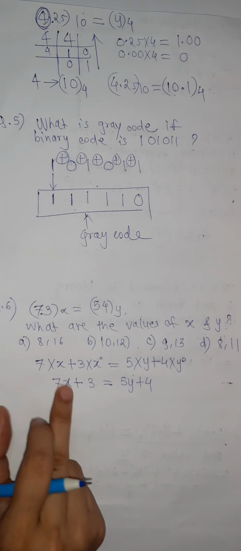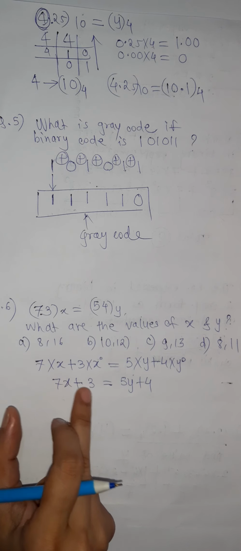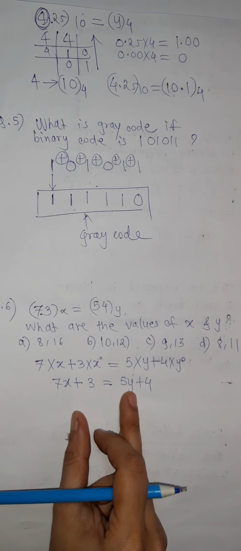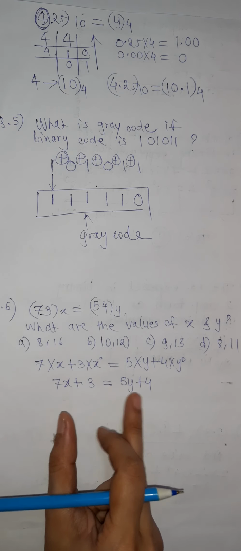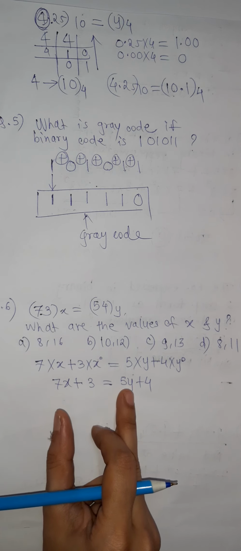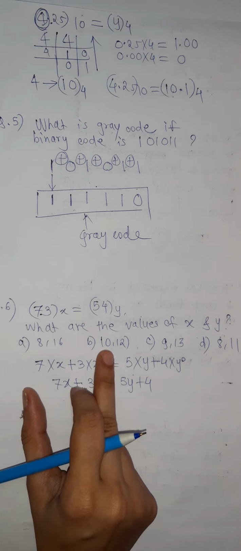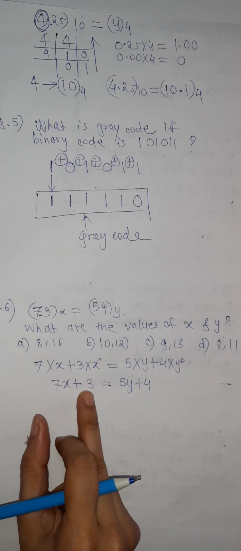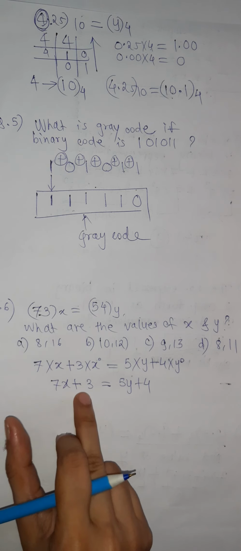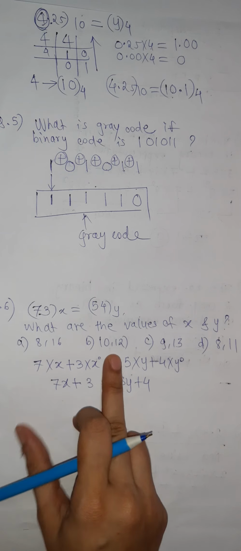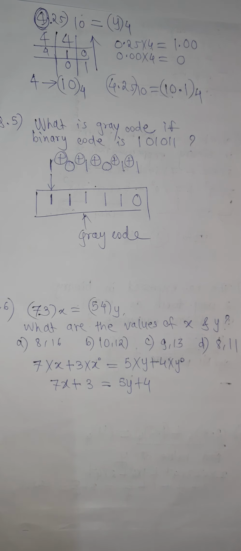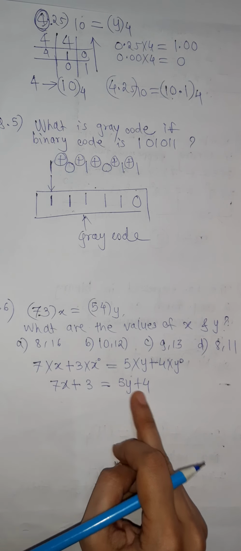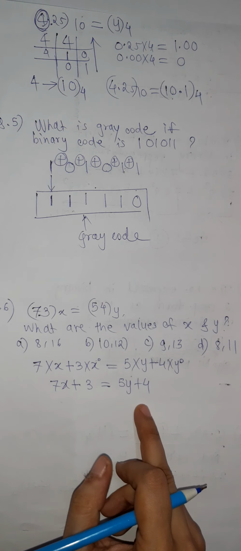If x is 8, then this value will be 7 into 8, that is 56. 56 plus 3 is 59. And if y is equal to 16, then this value will be 5 into 16, that is 80. 80 plus 4, 84. 59 is not equal to 84, so option A is wrong. Then if we check option 10 and 12, 10 into 7, 70. 70 plus 3, 73. 12 into 5, 60 plus 4, 64. 73 is not equal to 64, so option B is also ruled out. Now 9 and 13, 7 into 9, 63. 63 plus 3, 66. And 13 into 5, 65. 65 plus 4, 69. So here also the option is not right.